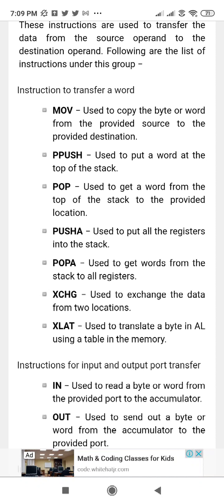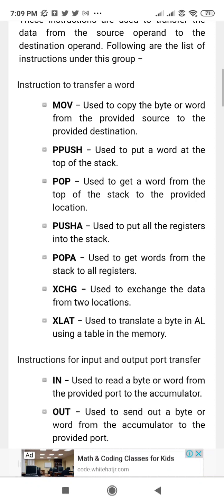Okay, so the MOV instruction is used to copy the byte or word from the provided source to the provided destination. The PUSH instruction is used to put a word at the top of the stack. So basically push and pop operations are used to put data on the top of the stack. Push is to put the data on the top of the stack, and pop is to remove the data from the top of the stack. So here the POP instruction is used to get a word from the top of the stack to the provided location.